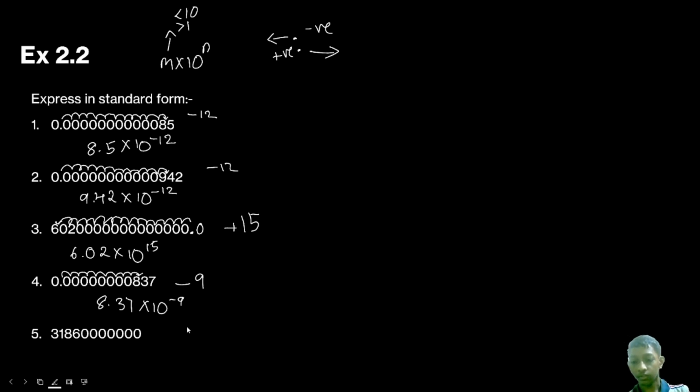Let's move to the fifth one. In the fifth one, there is no decimal point. So if there is no decimal point, we have to assume a decimal at the end of the number. Since the decimal is at the right side, we will have a positive exponent. Let's see how many places it has to shift to get the value of m. It's 1, 2, 3, 4, 5, 6, 7, 8, 9, and 10. If it moves 10 places, it will have 3.186. So 3.186 is just greater than 1 and less than 10, into 10 raised to the power of 10. Let's move to the next slide.